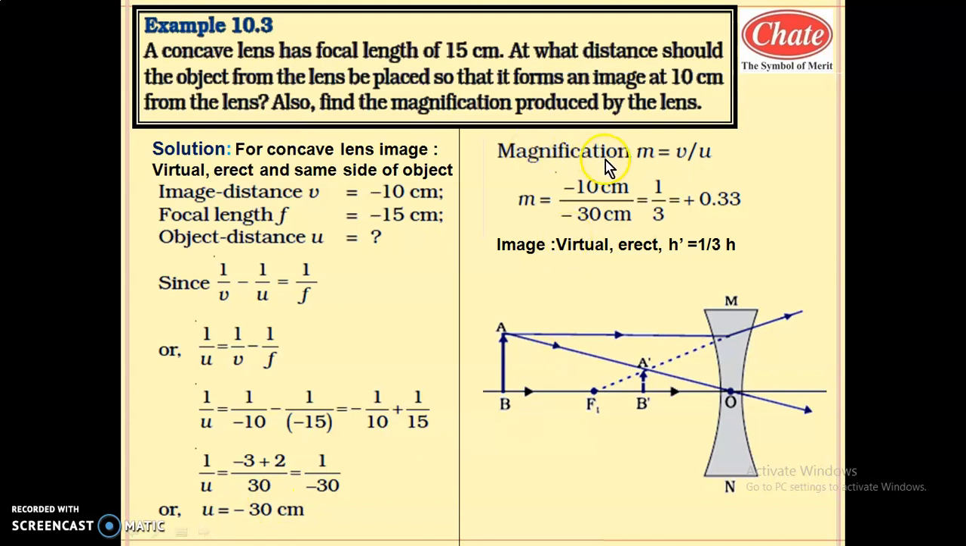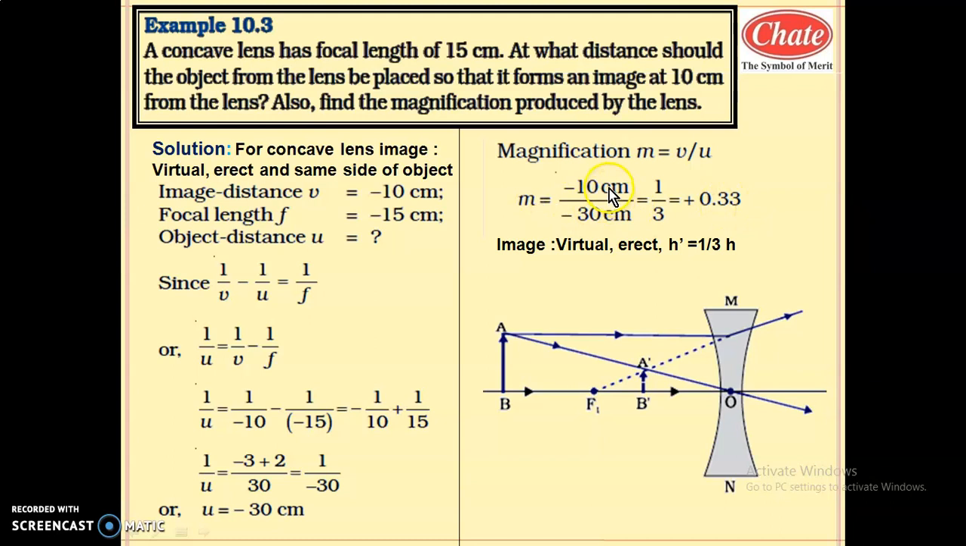What is the magnification formula for the lens? That is v by u. So m equal to, what is the v value? The v value is minus 10. The u value is minus 30. So minus gets cancelled. It is 1 by 3. This is plus 0.33. So here magnification is 0.33.